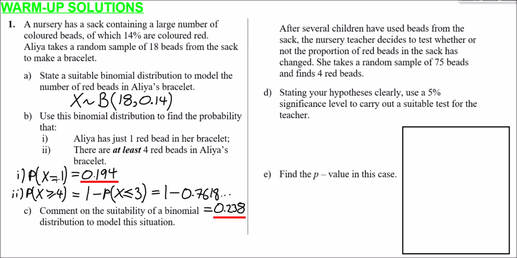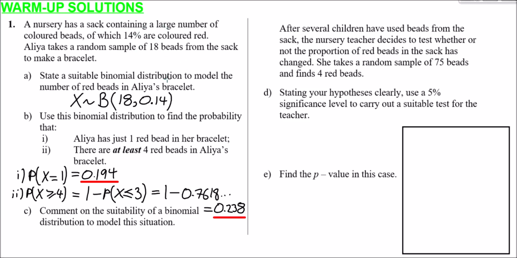Part C, we have to comment on the suitability of a binomial distribution to model this situation. Well, one of the things we need to hold for a binomial model to be appropriate is that the probability of picking a red bead, or generally speaking, the probability of an event happening, needs to be fixed for each trial. So here, each time we pick a red bead, that will actually lower this percentage. So it's not going to be a perfect fit for binomial.